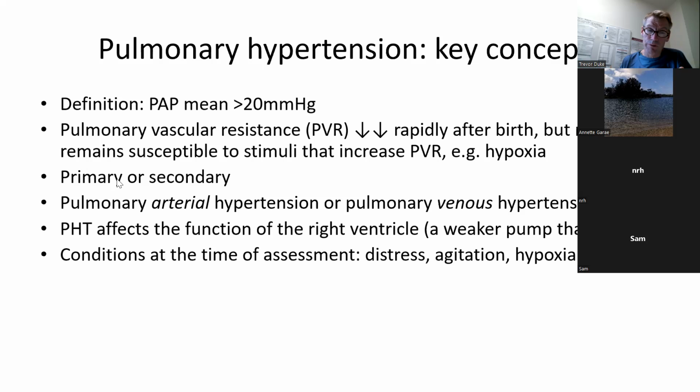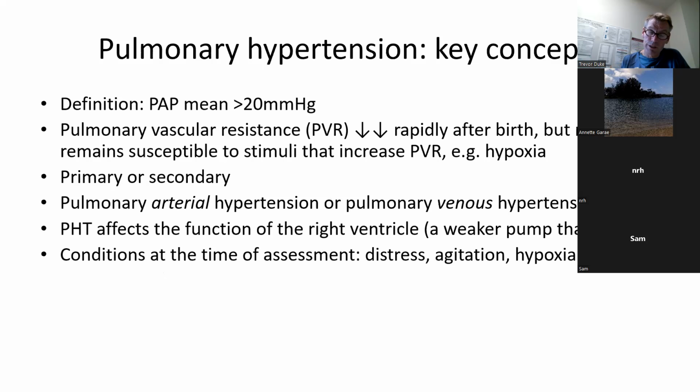As I said, sometimes pulmonary hypertension can be primary, that is an underlying intrinsic problem with the pulmonary vasculature, or it can be secondary to chronic lung disease or something like that. Sometimes we can make a distinction between pulmonary artery hypertension and pulmonary venous hypertension. It still causes the same problem for the children. They often get right heart failure. And no matter what the cause of pulmonary hypertension, it affects the function of the right ventricle.